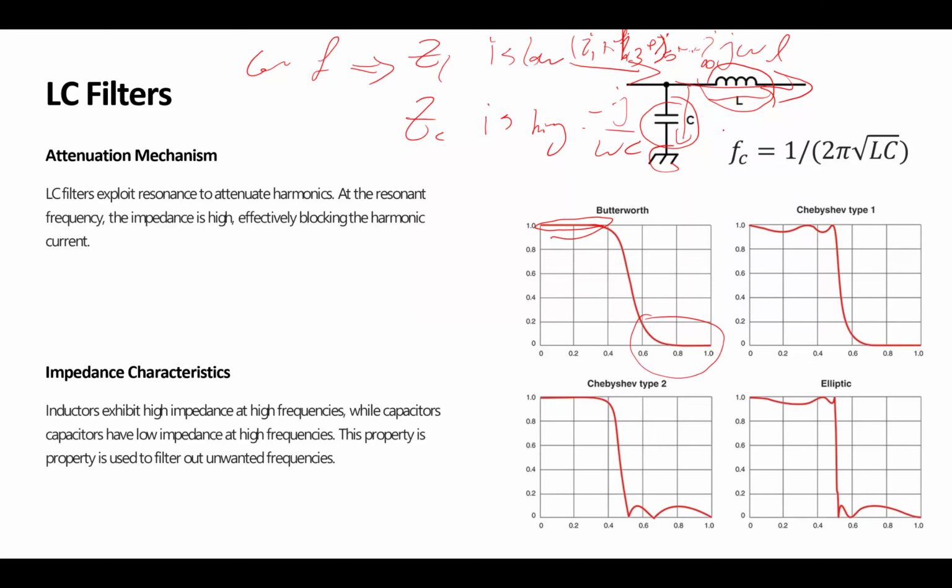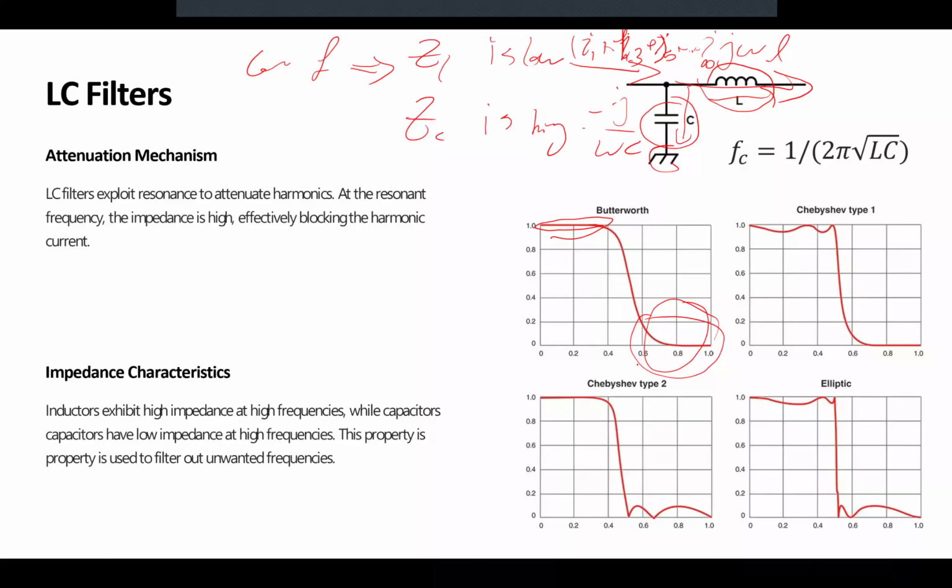Are we good? So this way, the lower frequencies prefer passing through L, going toward our circuit, our grid, and the higher frequencies prefer the C branch, so they pass to the ground. This way, we cancel out higher frequencies and let lower frequencies go to the grid. Is that clear? This is the mechanism of an LC filter.